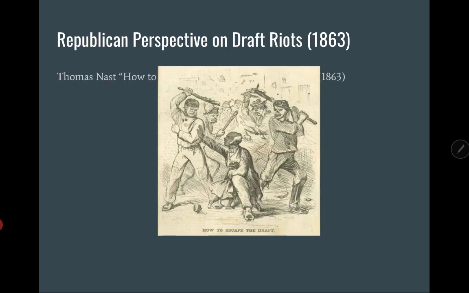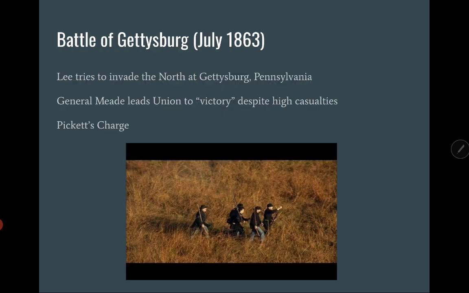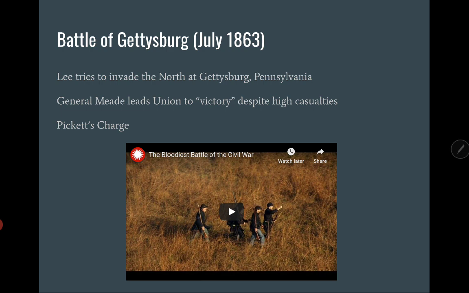And so often people show Irish folks as being monstrous. We're going to take a closer look at this again. But the New York City draft riots happened in 1863. Gettysburg is happening around the same time in 1863, and this is a loss for the South and a Union victory.